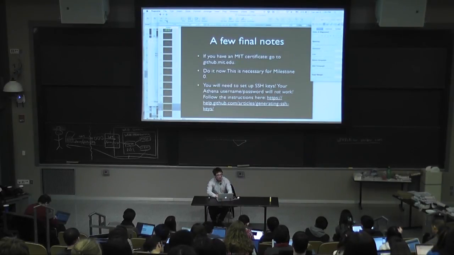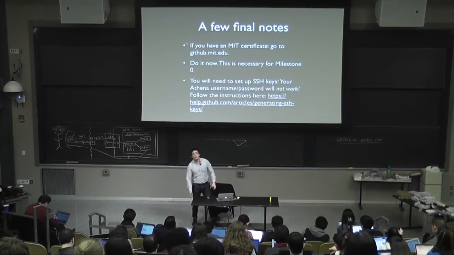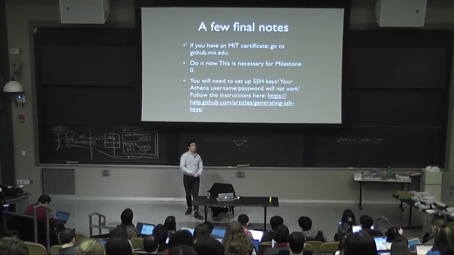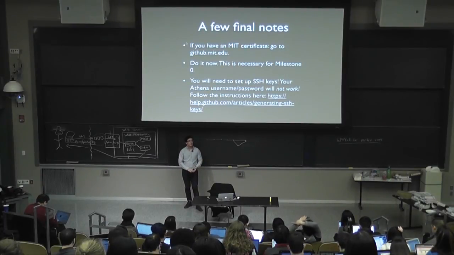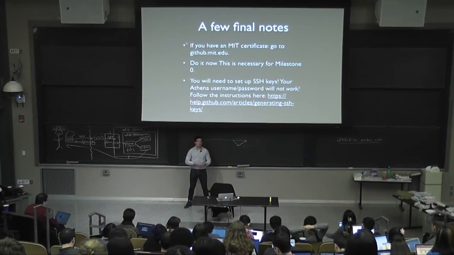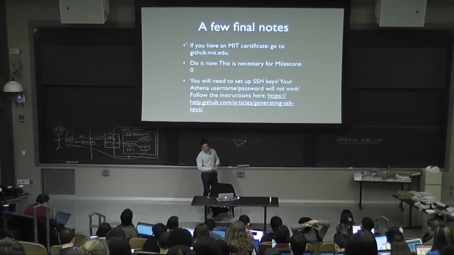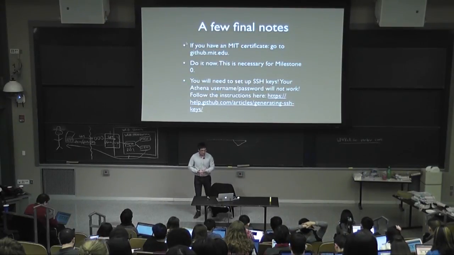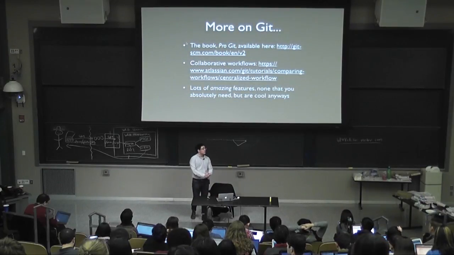So the last thing that I have is basically, if you have an MIT certificate right now, go to github.mit.edu. Just do it. Do it right now. Because if you don't do it right now, and you try to do milestone 0, and when we create the Git repositories for you, we're going to be really sad. So go to github.mit.edu right now. And that is all I have for you today.